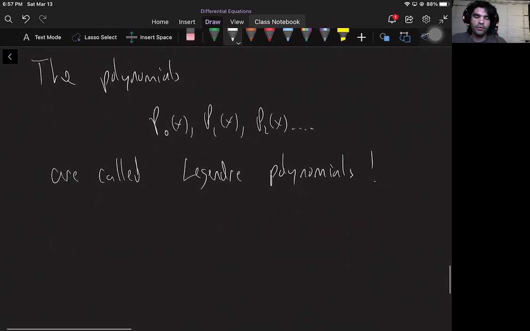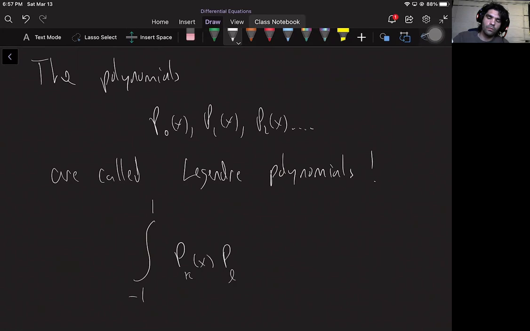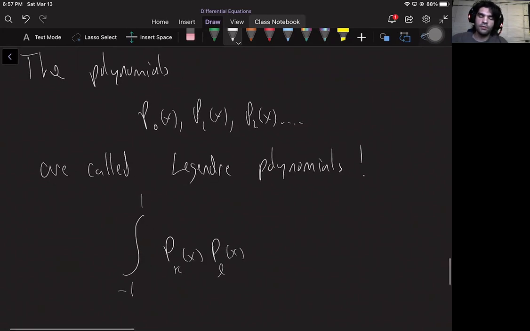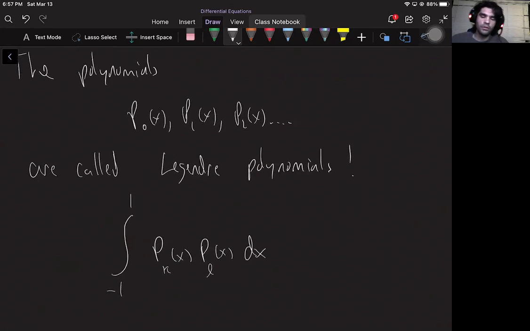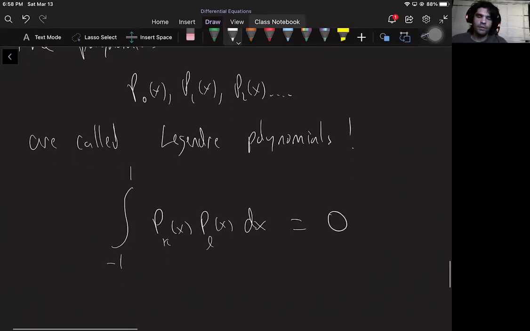The most interesting one for us that might come into play later if we get to it is that if I do the integral of 2 of them multiplied together, so k and l could just be any 2. So it could be like 3 and 7 or 2 and 6 or 100 and 107. That integral will just turn out to be 0. It's an important property that comes in handy in the future.